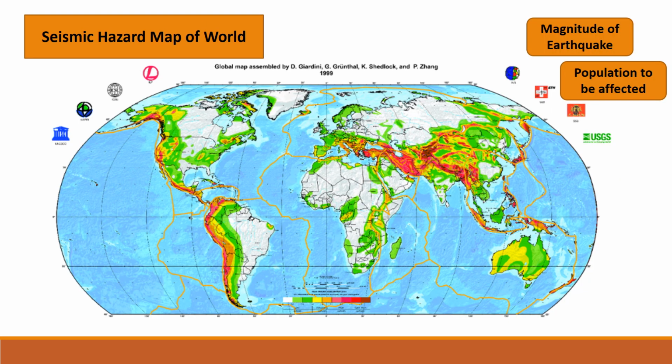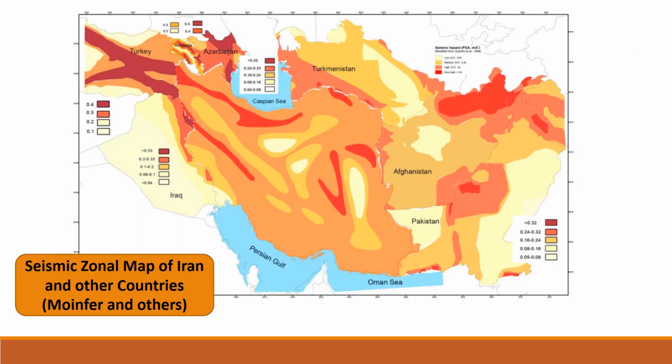Based on the intensity of the earthquake, seismic hazard map is developed for the world. The intensity takes into account the effect of earthquake and the likely damage or the risk assessment. It surely depends on number 1 on magnitude and number 2 on the population to be affected. The red zones or the dark red zones that are shown in the map are the highest risk zones of the world.